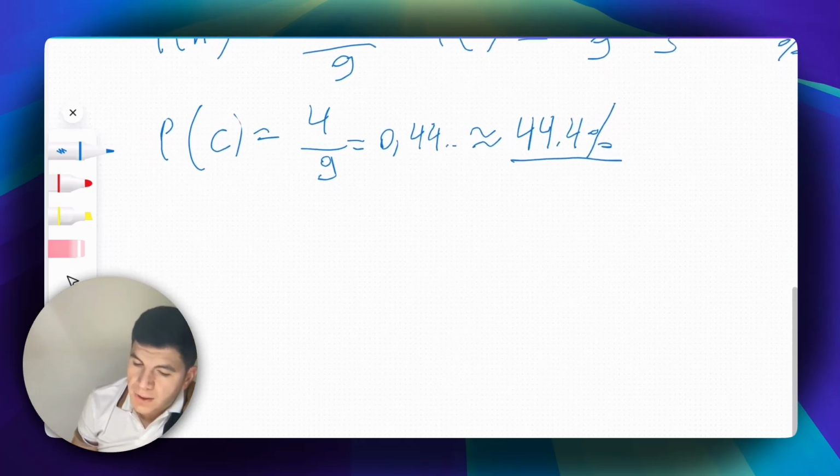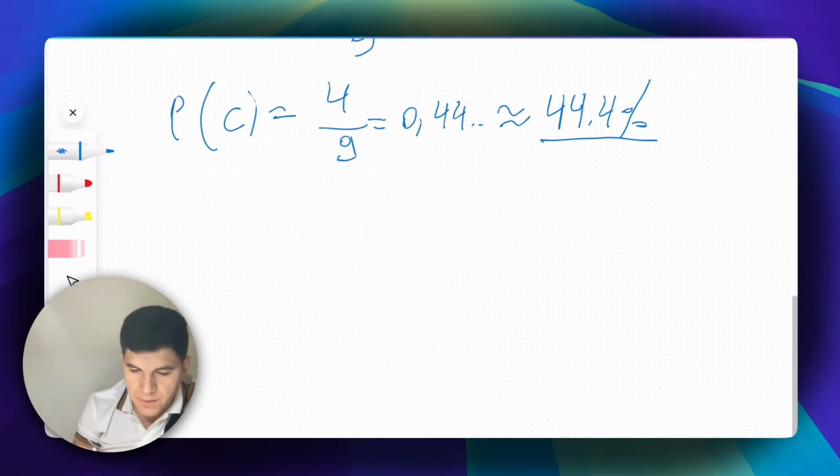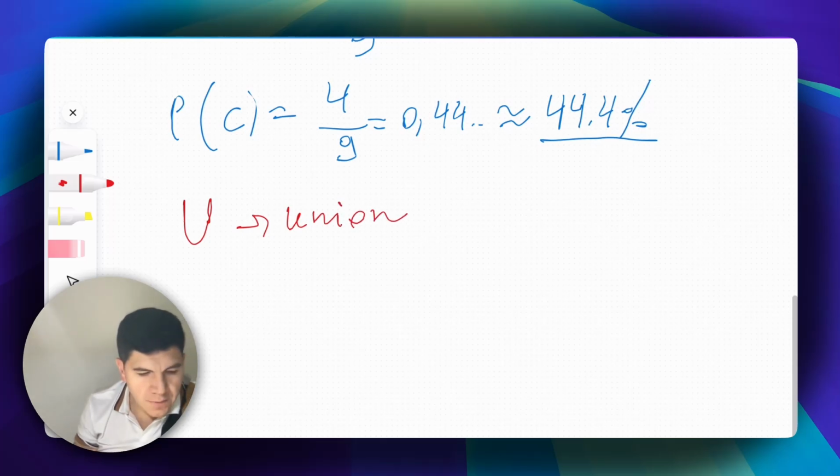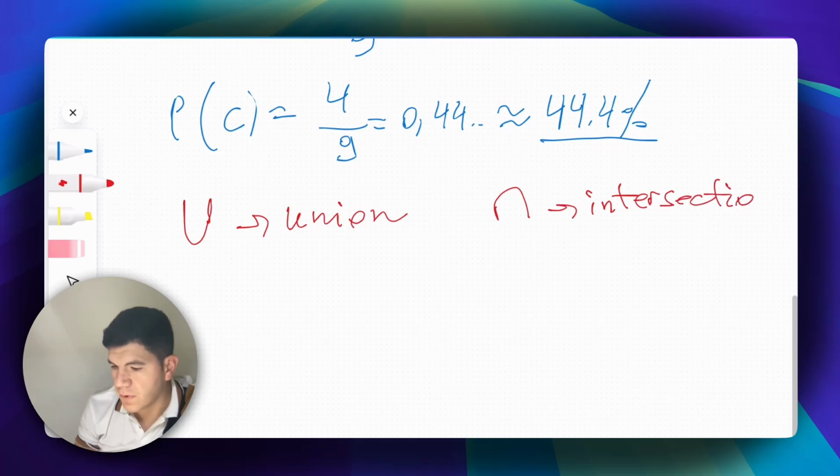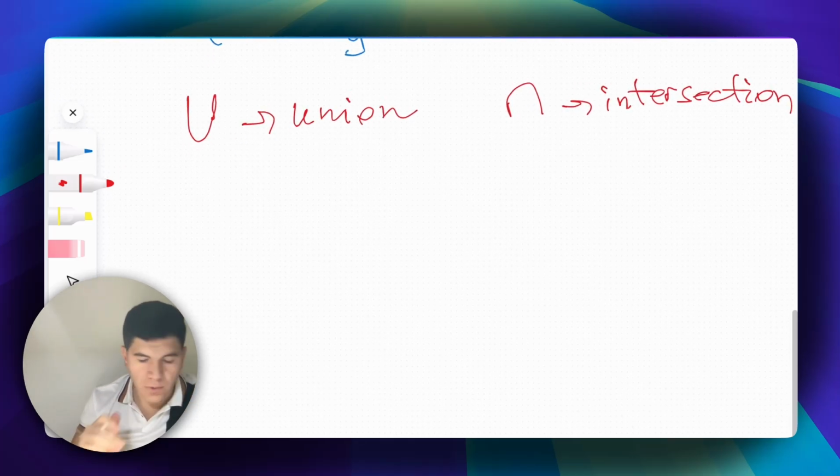In probability, you will often come across different signs. One of them is a U-shaped sign, which stands for the union. And we have another sign like this, which stands for the intersection. You will see why I'm talking about this.